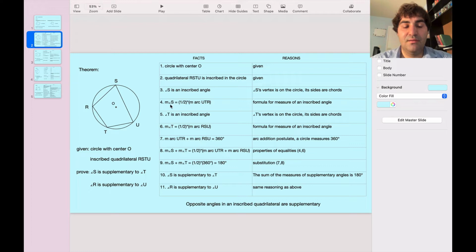So we can add what we have in statement 4 and statement 6, and then use the property of equalities to get measure of angle S plus measure of angle T equals 1/2 times the measure of arc UTR plus the measure of arc RSU. If we substitute, we get measure of angle S plus measure of angle T equals 1/2 times 360 degrees equals 180 degrees. So that's just the definition of supplementary, right? Angle S is supplementary to angle T means measure of angle S plus measure of angle T equals 180 degrees. I didn't do the proof for R is supplementary to angle U, but it's the same reasoning. You just change around the angles. That's actually a good exercise for you to do.